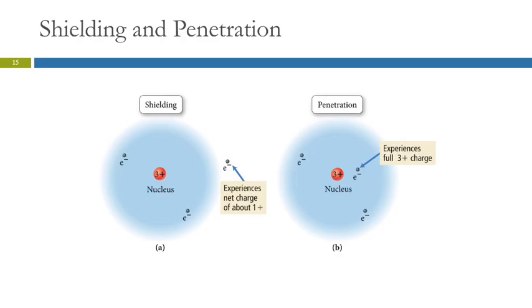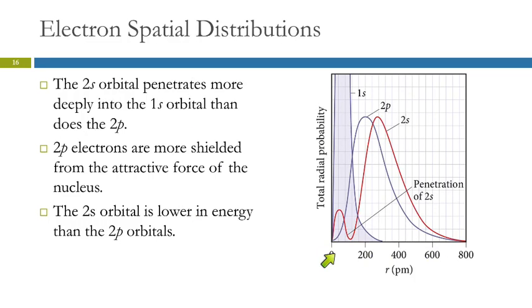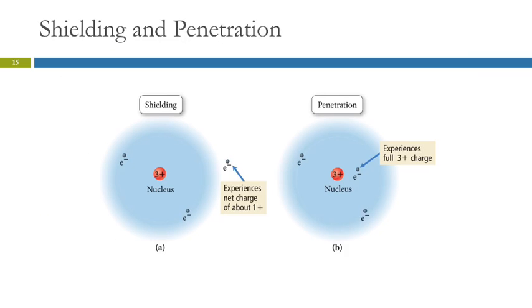Yes? So why are the experiences different for carrying its full 3+ charge? Okay, so why is this one experiencing something different than that one? Because it's able to get in here. That's the penetration. And the y is in this graph. But wouldn't it be 0 instead of 3+? Because all 3 are... That's a good question. So why isn't this a 0 charge instead of 3+?